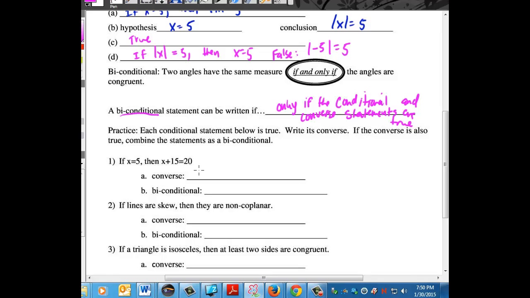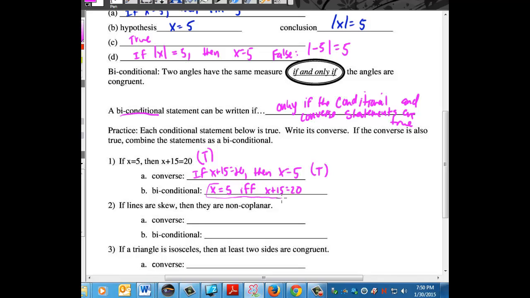So let's flip this around and see if it's true. Again, we're told that this first conditional statement is true. Next, for the converse, if x plus 15 is equal to 20, then x is equal to 5. And this is also going to be true as well. They're both true. So on the biconditional, we no longer use the word if and then. It's replaced with, we say x is equal to 5, if and only if, IFF, x plus 15 is equal to 20. And this is our biconditional statement.